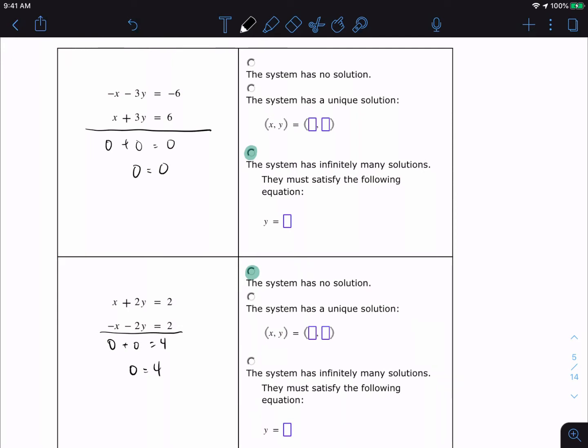Does that make sense? Now, if they did a problem where you ended up solving it and you got like x was equal to 4, then they would say you would do something like this. It has a unique solution. You'd find out what x is, then plug in and find out what y is, and then you put in the values. Does that make sense?